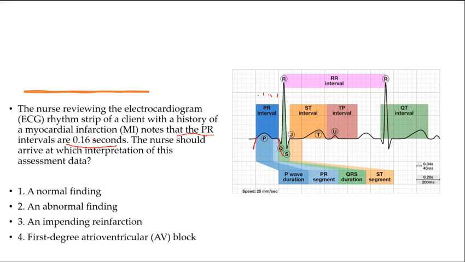So now they're asking us, what do we interpret this interval to be? So this is a normal finding. So number 1 will be our correct answer.